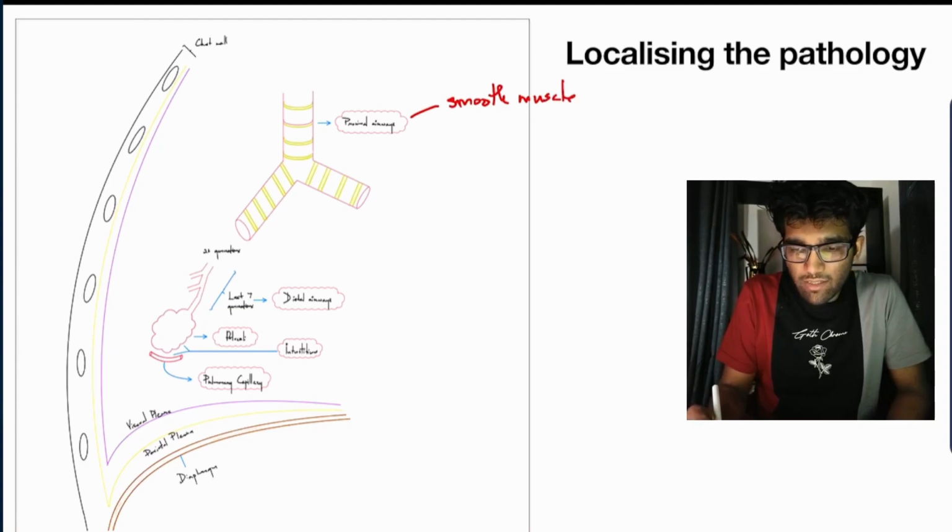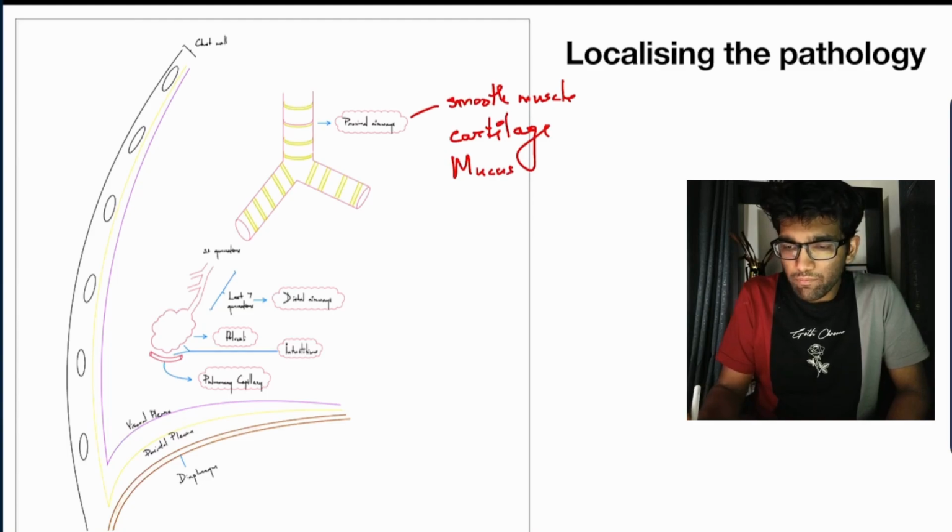In addition to that, there is a cartilage skeleton. Okay, there's a cartilage skeleton there, and there are some mucous glands, although they are not florid. There are not a lot of them. Okay, so you've got smooth muscle, you've got a lot of cartilage, and we've got some mucus producing glands.